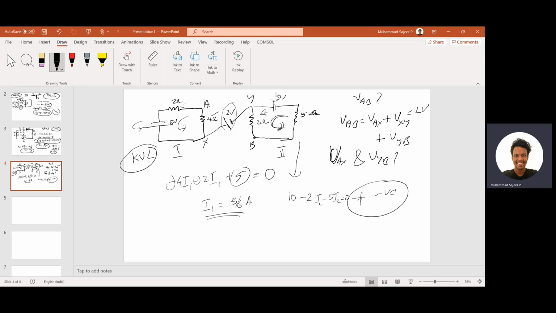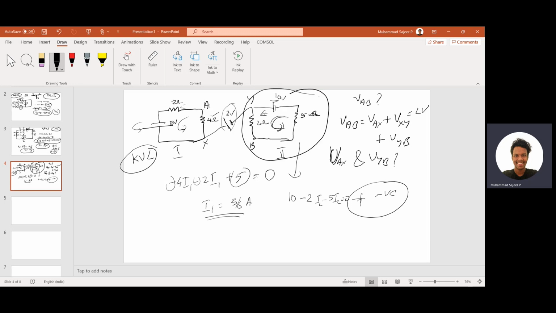But if it is too confusing, there is a simple logic for it. I was trying to confuse you first, actually. If you take this circuit, the source voltage is only 10 volt, right? So whatever voltage comes in the circuit should come from the 10 volt. So this 10 volt should equal 2i2 plus 5i2. That's the idea. It's simple, right?